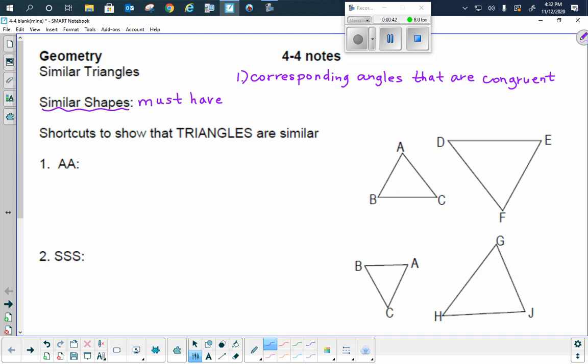And I'm going to emphasize the and part. Because both of these things have to be true for two shapes to be similar, and corresponding sides that are proportional.